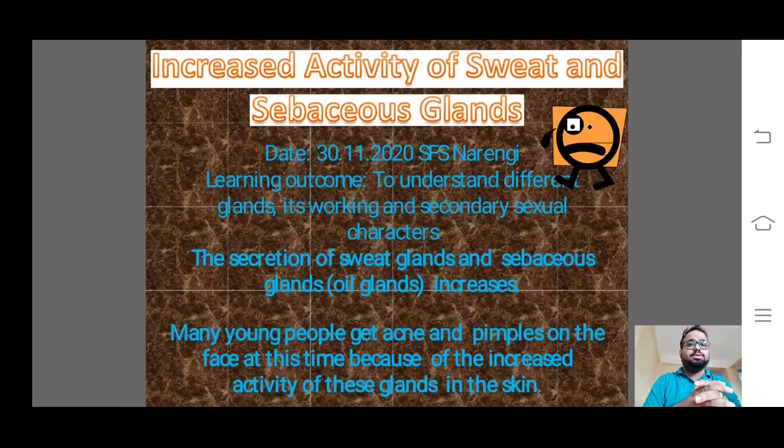Again, students, as we are discussing in this chapter, the revision part of reaching the age of adolescence. And today we come to the next part, to understand the different types of glands and the secondary sexual characters in our body, which is also one of the changes of puberty. That is the learning outcome for today's class.